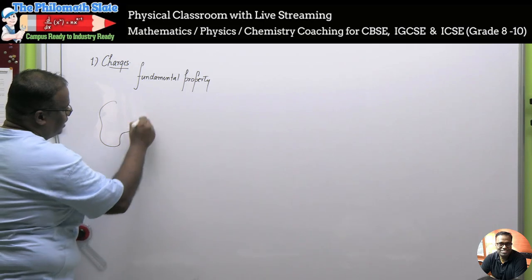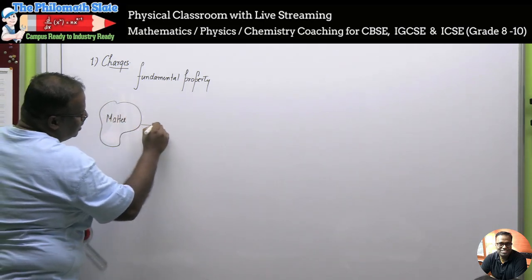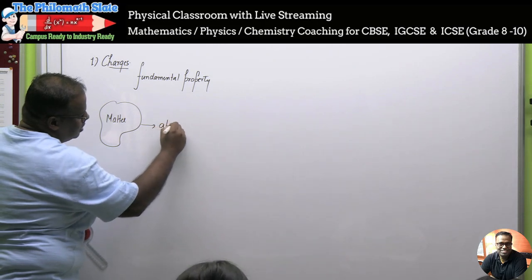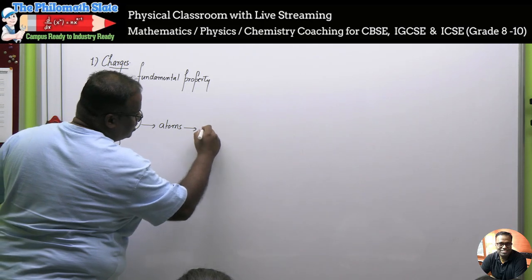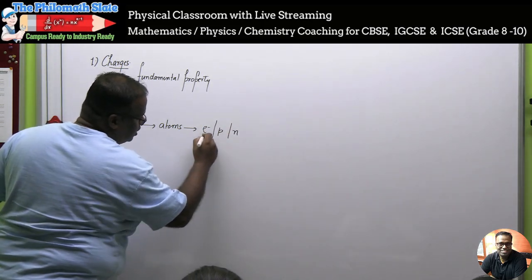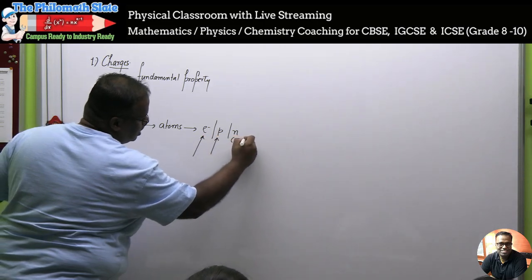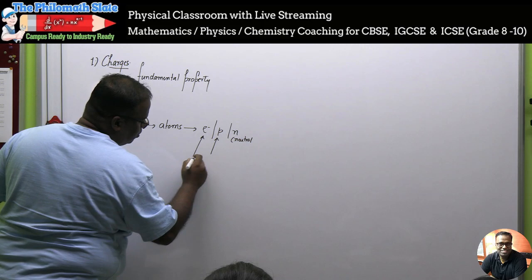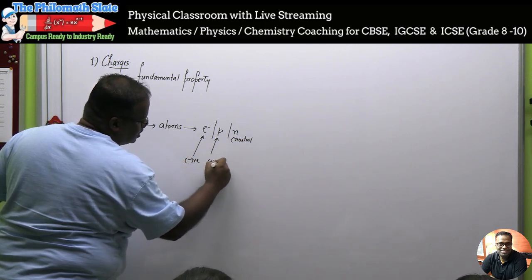Let's say this is matter. What did you learn? Matter is composed of atoms. And inside atoms, what do you have? You have got three subatomic particles: the electron, the protons, and the neutrons. In this chapter, these two are of importance for us. This is neutral, so it doesn't bother me. The electron is an entity which carries a negative charge. The proton is an entity which carries a positive charge.